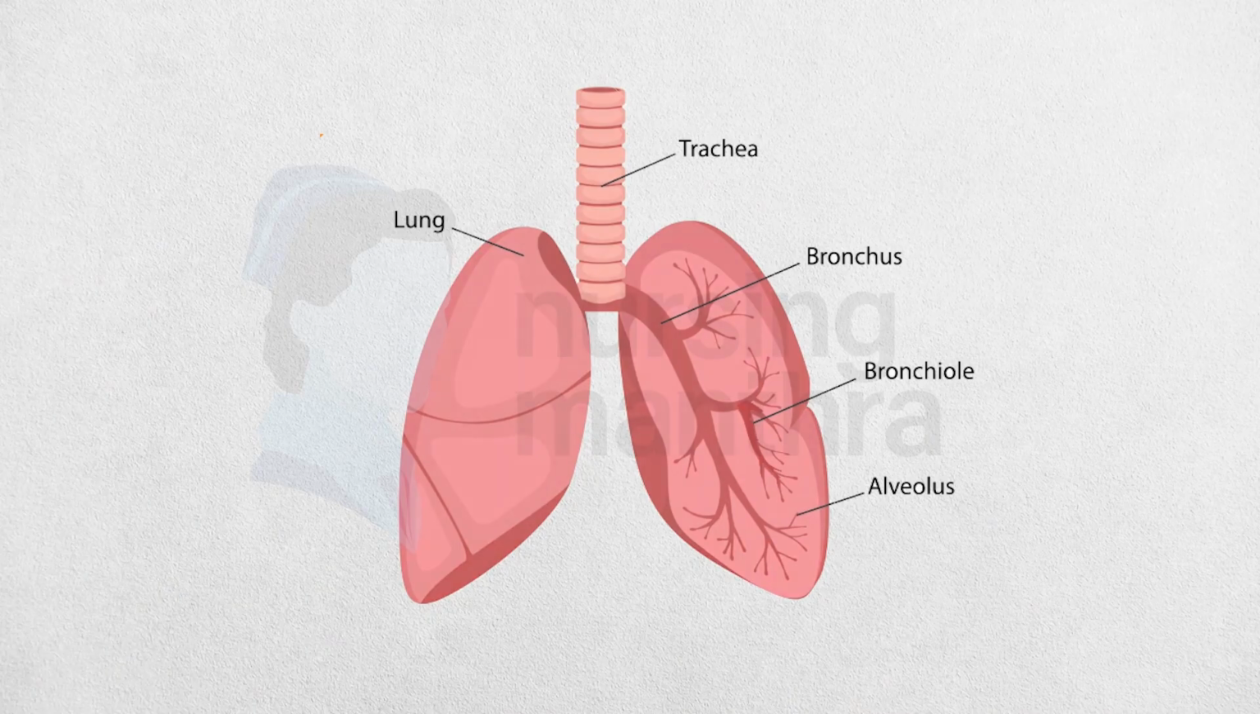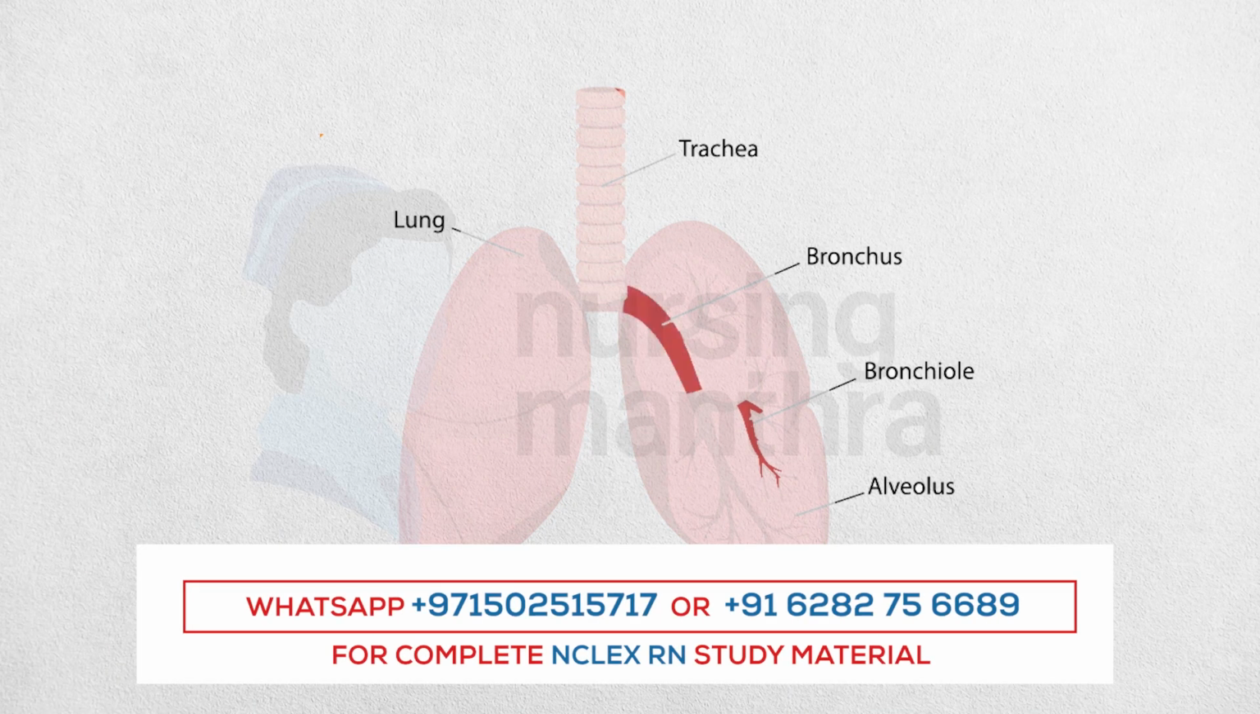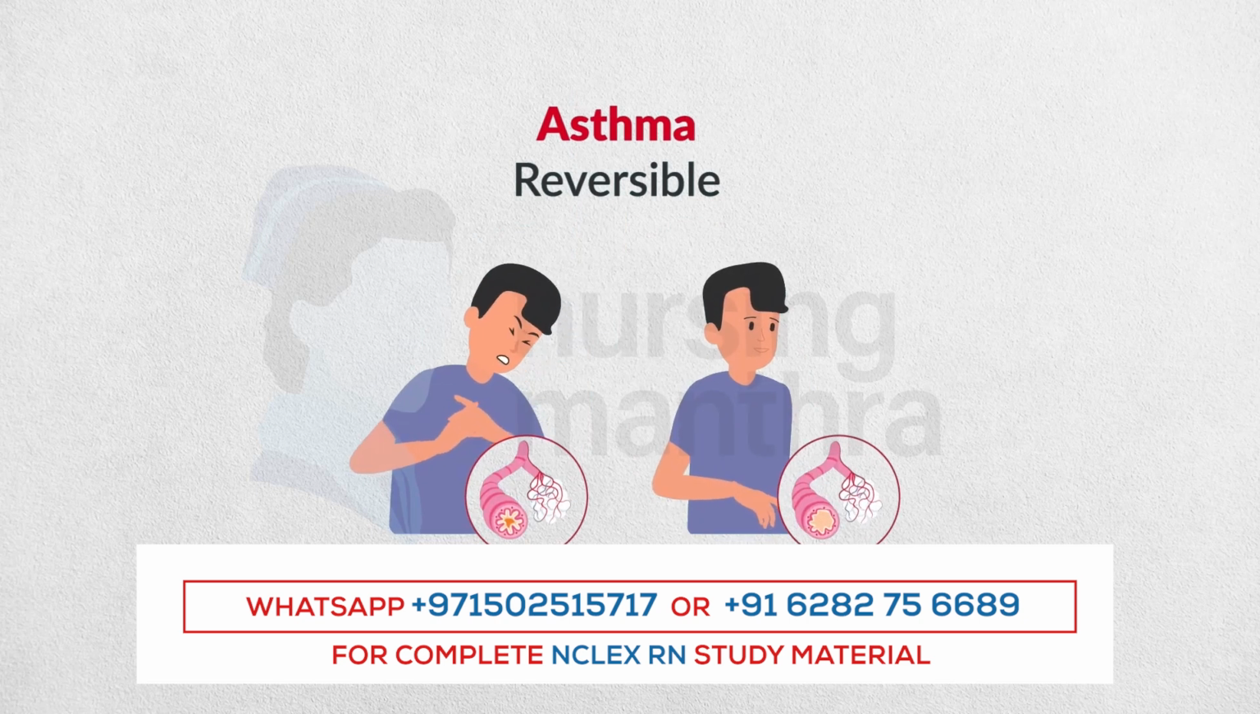We are going to discuss asthma. Asthma is a chronic inflammatory disease in the bronchi and bronchioles in the lungs. Asthma is reversible and it is an acute attack.